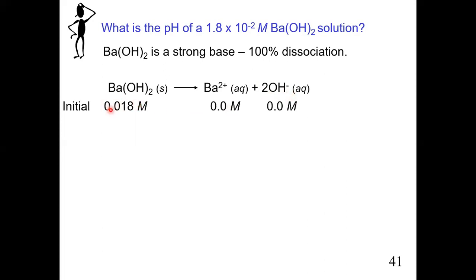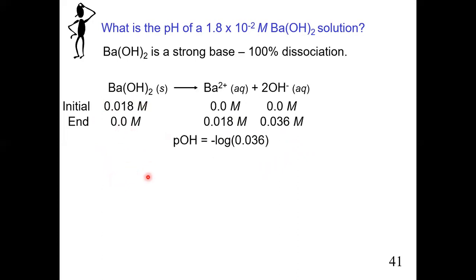If I have initially 0.018 molar, at the end, we get 0 of the initial base. Solid, but it becomes aqueous once it's in water, and then it gets dissociated. Regardless, this is a 1-to-1, so this is also going to be 0.018, but this is going to be plus 2x. Multiply this concentration by 2. And here we have a concentrations chart all the way. At some point, we may have to use some other form of a chart, but when we get there, we get there.